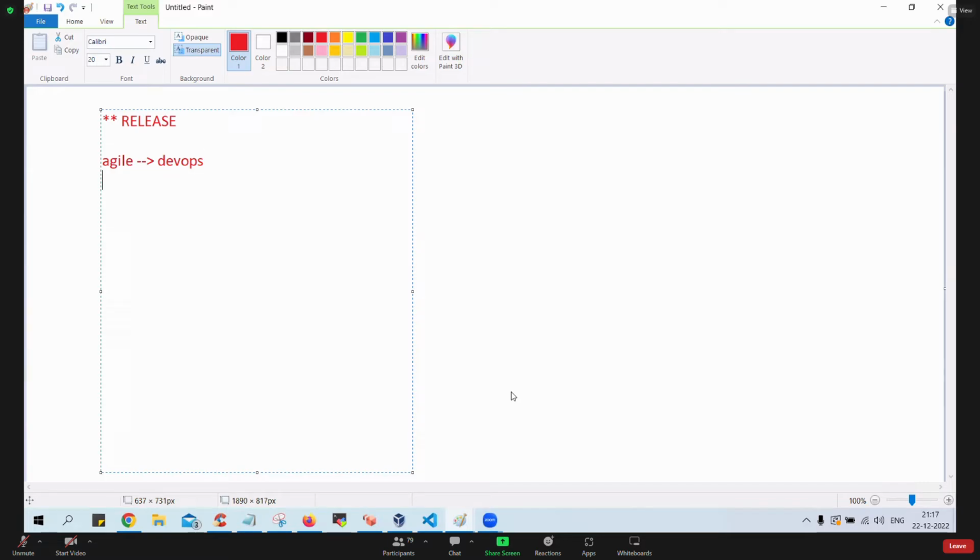Now the question is, why do you think the release is required? This is what you need to know. First of all, what is this release?